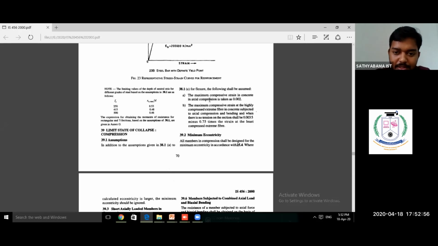That is, the maximum compressive strain in concrete in axial compression is taken as 0.002. And the maximum compressive strain at the highly compressed extreme fiber in concrete subject to axial compression as well as bending, when there is no tension on the section, shall be 0.0035 minus 0.7 times the strain at the least compressed extreme fiber.